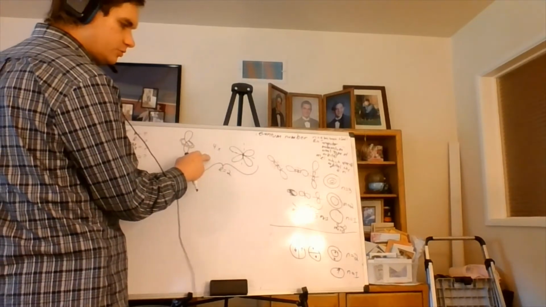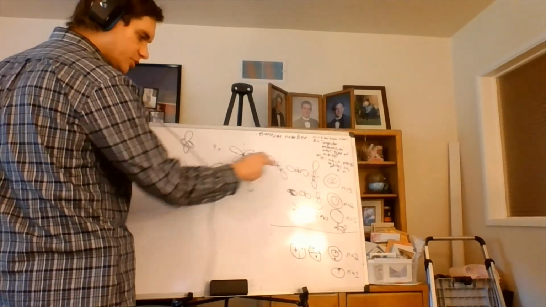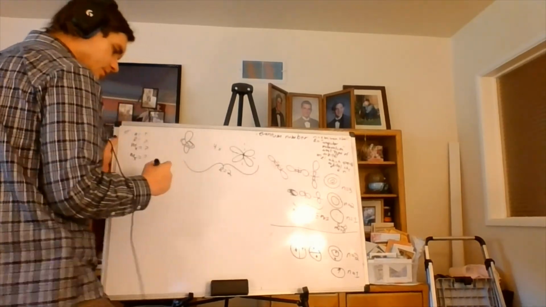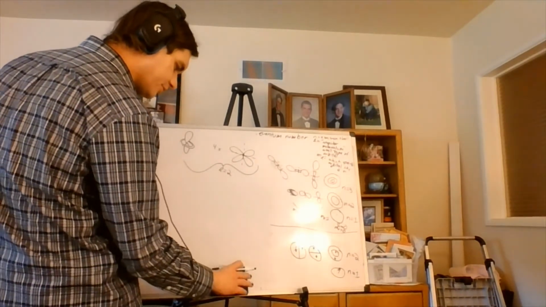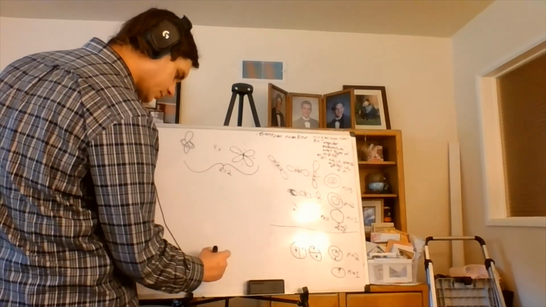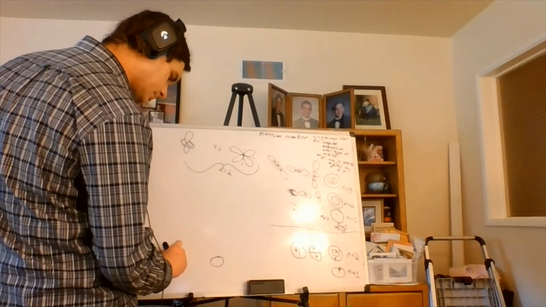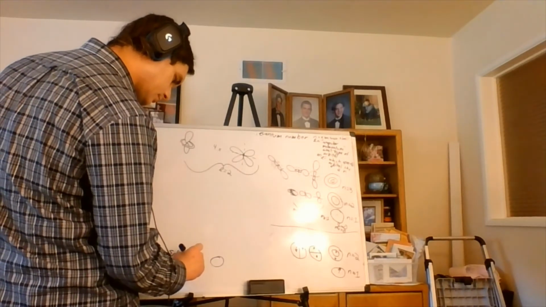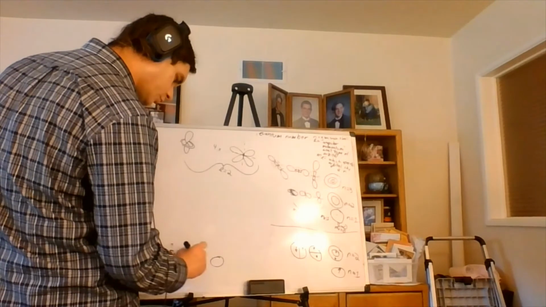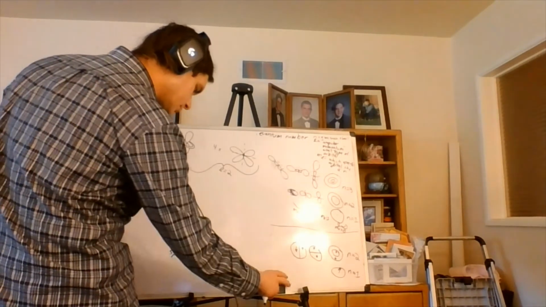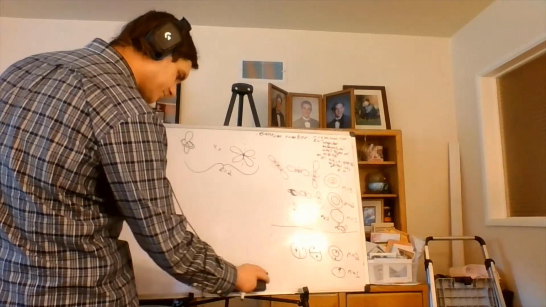Because these orbitals don't just have numbers associated with them, we also give them names. So for the spherical orbitals, we call them s orbitals. S for spherical.